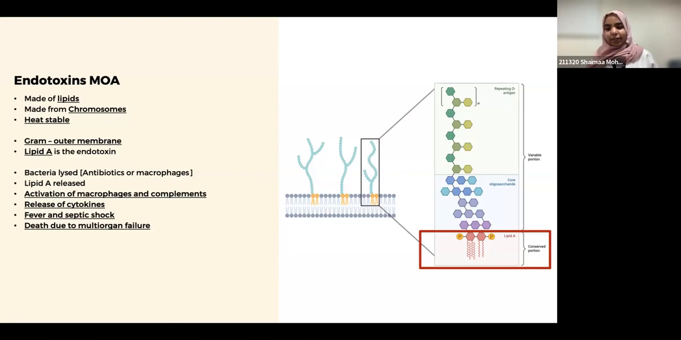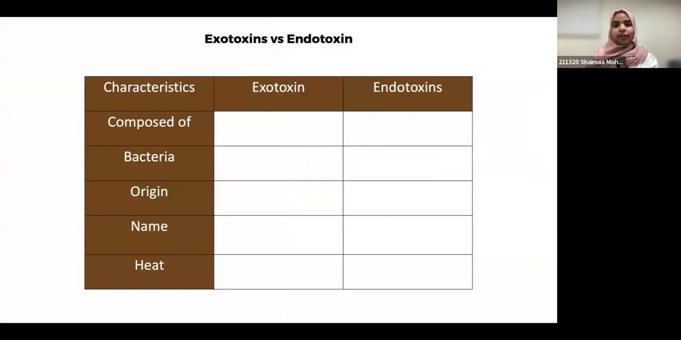So basically, lipid A is very dangerous. The cytokines that usually cause fever are interleukin-1, TNF-alpha, and interleukin-6, I think, but mainly interleukin-1 and TNF-alpha. So basically that's how lipid A works, and it's the endotoxin: releasing cytokines, activating complement, and macrophages.